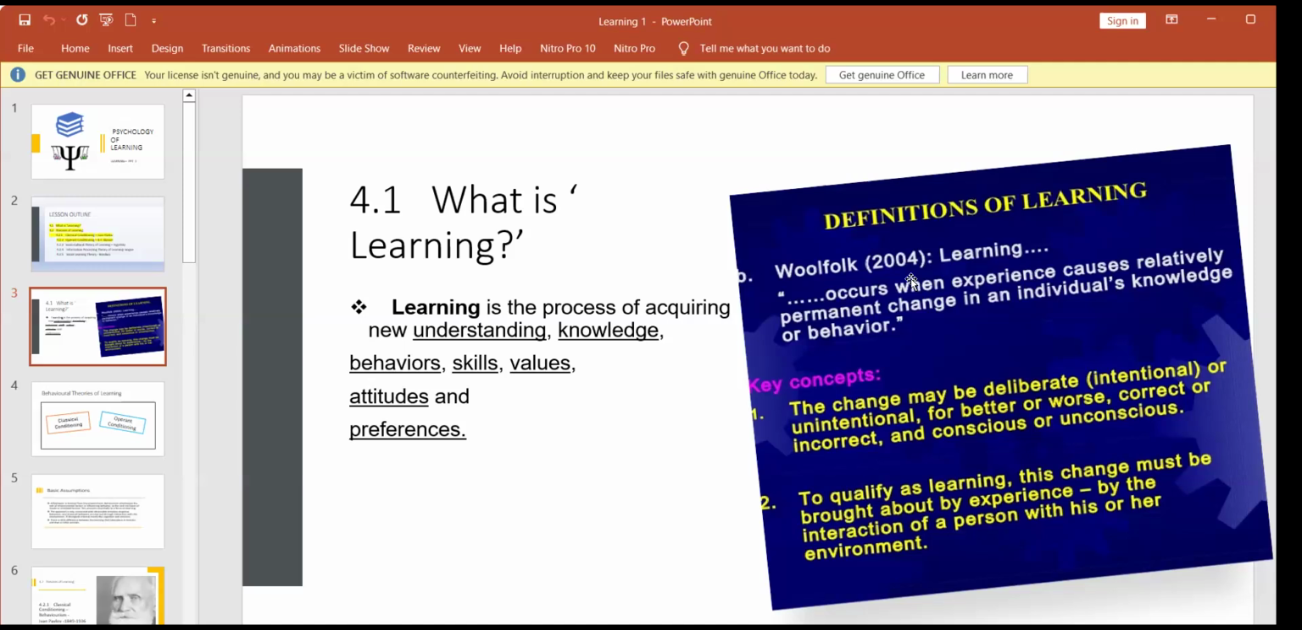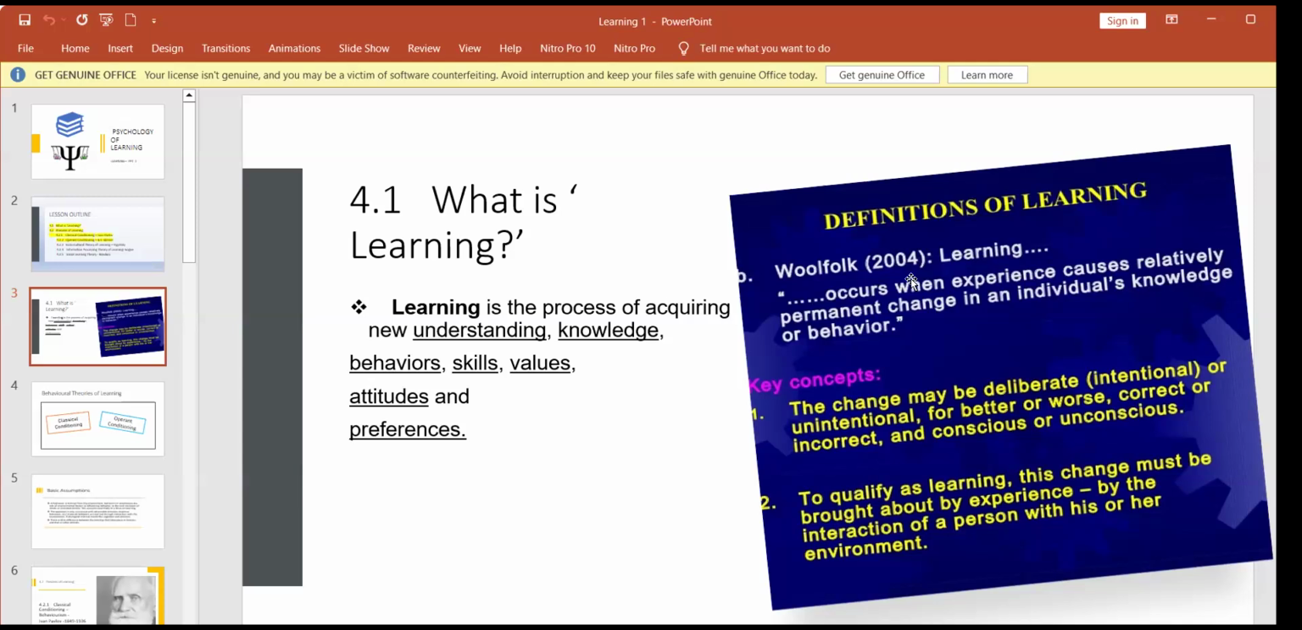The third not. Learning is not always intentional. Indirectly suggesting that we learn unintentionally as well. Without efforts, without purpose, without taking conscious efforts, we learn. We learn unconsciously as well.